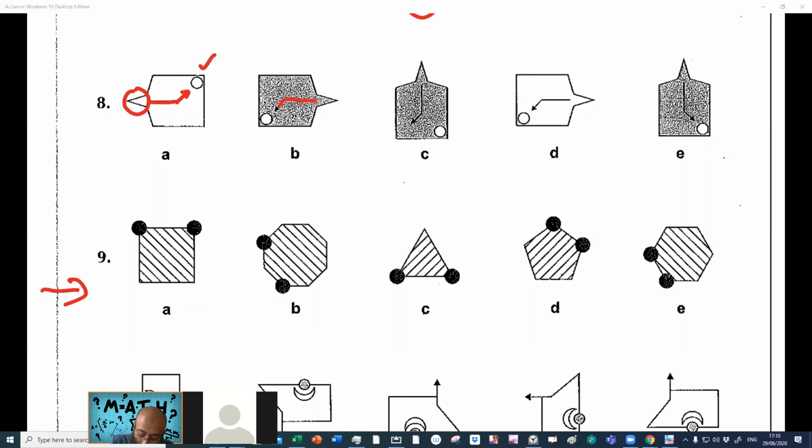So it's pointing that way, from the pointy bit at the top down to the circle. Here it starts on the top and it points away from the circle. So 8 is definitely C.